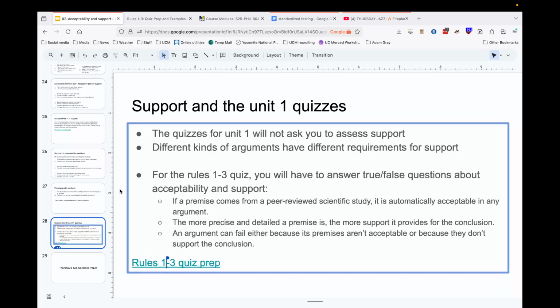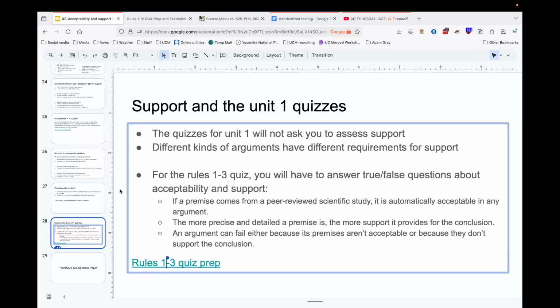This is just reiterating some stuff about the Unit 1 quizzes that I said a few minutes ago. The quizzes for Unit 1 will not ask you to assess support. We don't have the tools for that yet. Different kinds of arguments have different requirements for support, so we're going to be developing some specific tools for specific kinds of arguments. What you will be asked on the quiz is to answer true-false questions about acceptability and support. So we'll do these, and I think that will take us just to time.